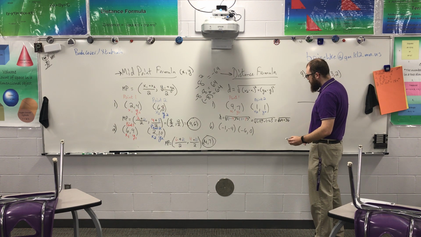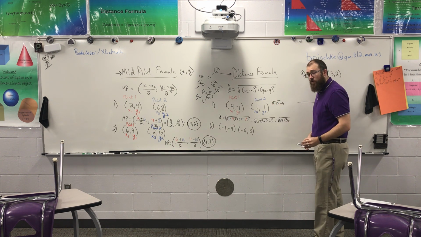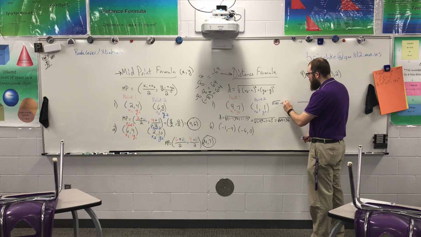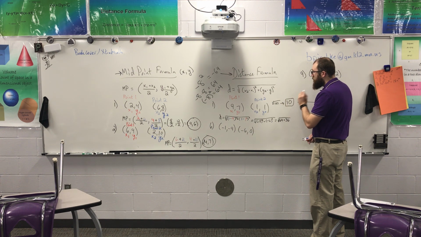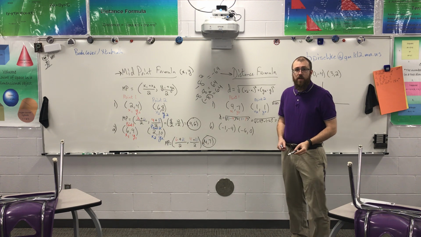64 plus 36 is 100. So I have the square root of 100 as my answer. Hopefully you figured out that that's 10. That's question 1 from the distance formula side of your worksheet.